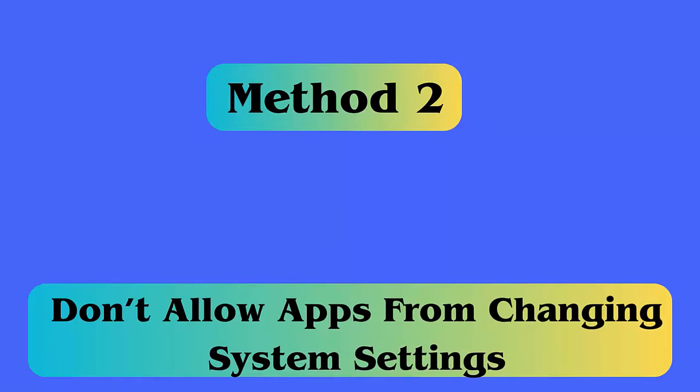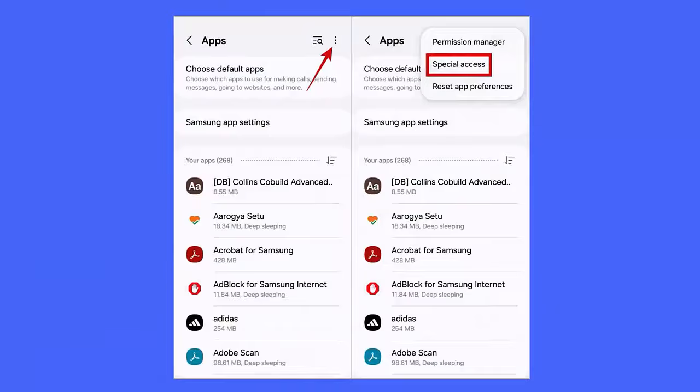Method 2. Don't allow apps from changing system settings. Here's what you have to do. First, open Settings, go to Apps. Now, click on 3 dots, choose Special Access. Here, click on Change System Settings to get the list of apps to change settings.